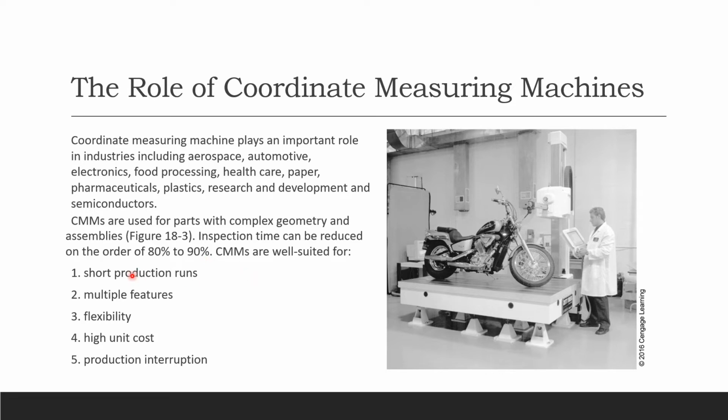CMMs are well suited for short production runs. Okay, multiple features, flexibility, and high unit cost, and the production interruption. So these are the roles for coordinate measuring machine. Again, the point is complex geometry and assembly. Okay, so when you take a look at here, CMM work well for complex part assembly. So this is in the lab, okay, for manufacturing lab, and it's just doing inspection of the entire product, which is your motorcycle here.